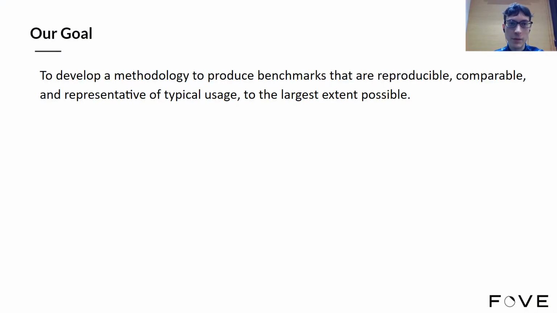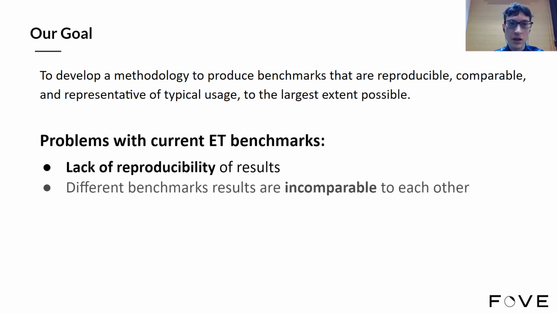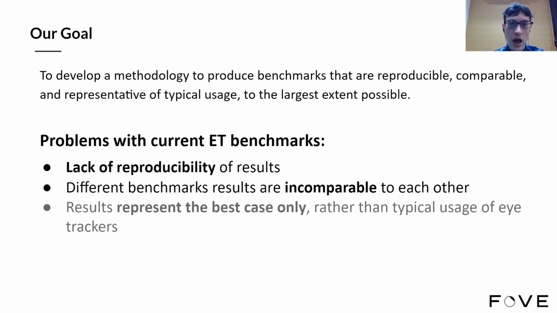Our goal was to build a benchmark that has a number of characteristics which we believe are lacking in many benchmarks in the literature. At first, the benchmark has to be reproducible. Even for the same eye tracker, different research groups and their papers report different results. That is due to the difference in data collection environments, which are often difficult to reproduce. The benchmark has to be comparable. We want to be able to assess different eye trackers and compare results. And we want the benchmark to be representative of practical eye tracker usage, instead of showing the best case only.